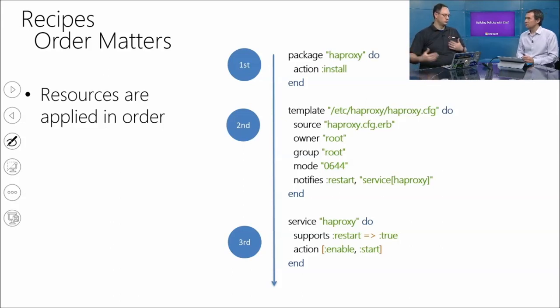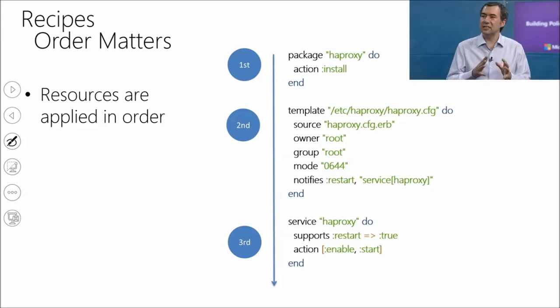And so that's a concept I want to make sure that we definitely take home: order is important. The order in which you declare recipes in a run list is important. Order is always important. Which means you have to understand what you're doing to make sure you get the right order.